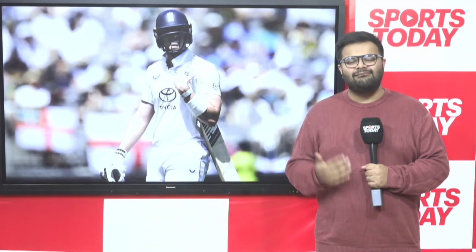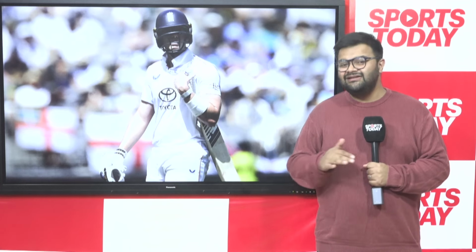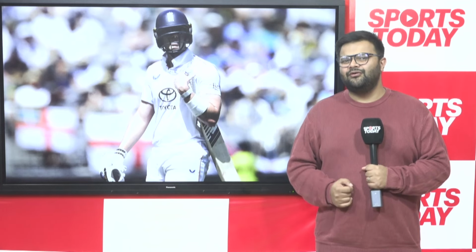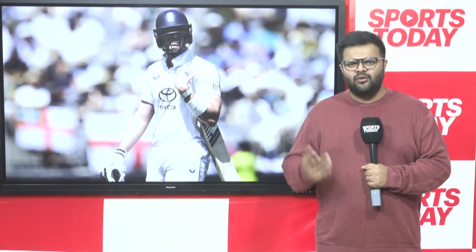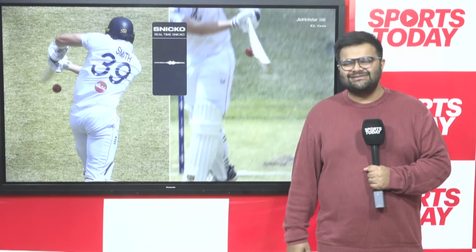Now, contentious decisions in the world of cricket are nothing new, but the scrutiny always goes up when it is a marquee high-profile series, which of course the Ashes, I would argue, is arguably the most marquee and the most high-profile series in Test cricket. So what's the decision? Well, it came about at this point in time when Jamie Smith was dismissed.